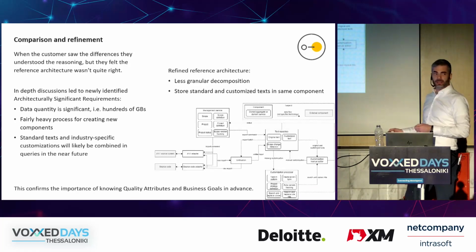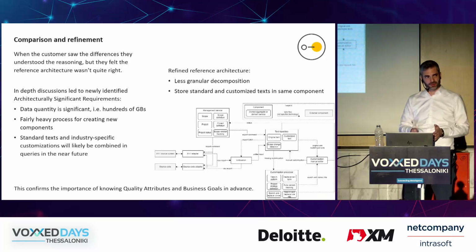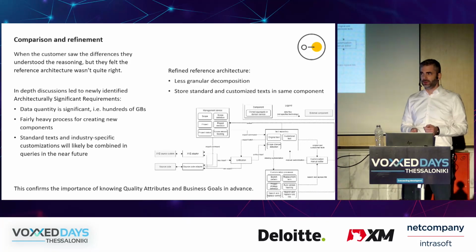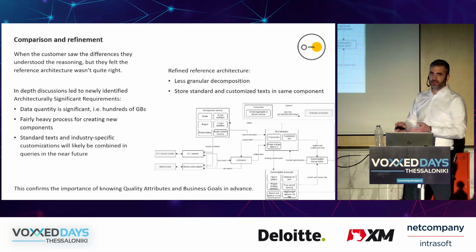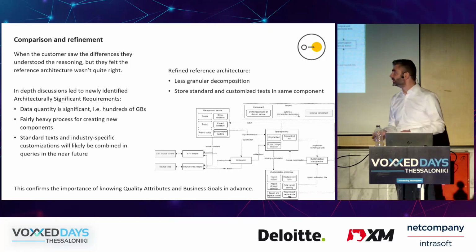Number two, they have a fairly heavy process on creating new components. So if I recommend to them that you need to create 5 services, then they have a heavy process of creating 5 components. They would be easier with having a single component. This is definitely a constraint or a driver in architecture.